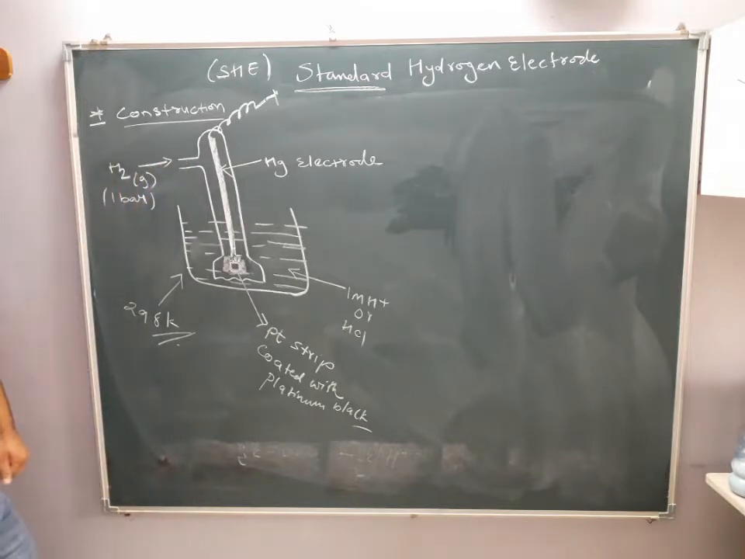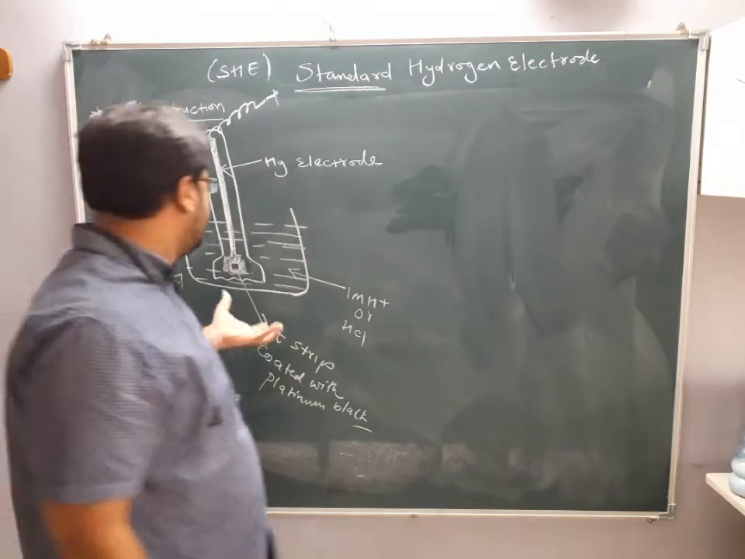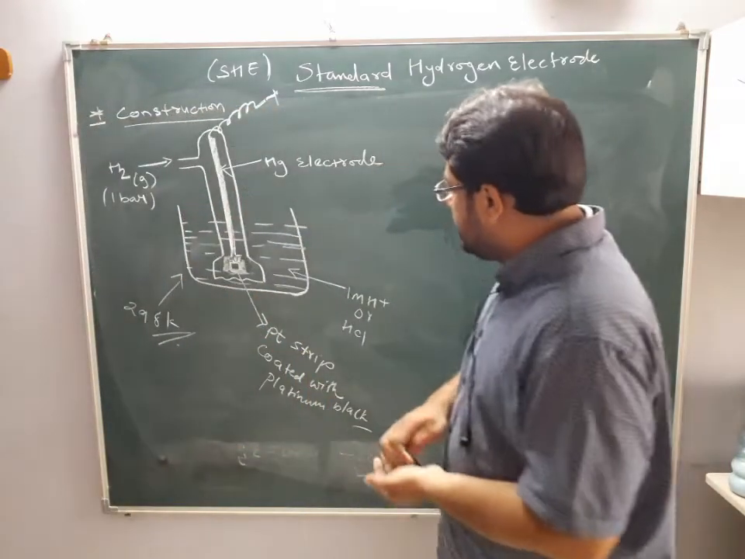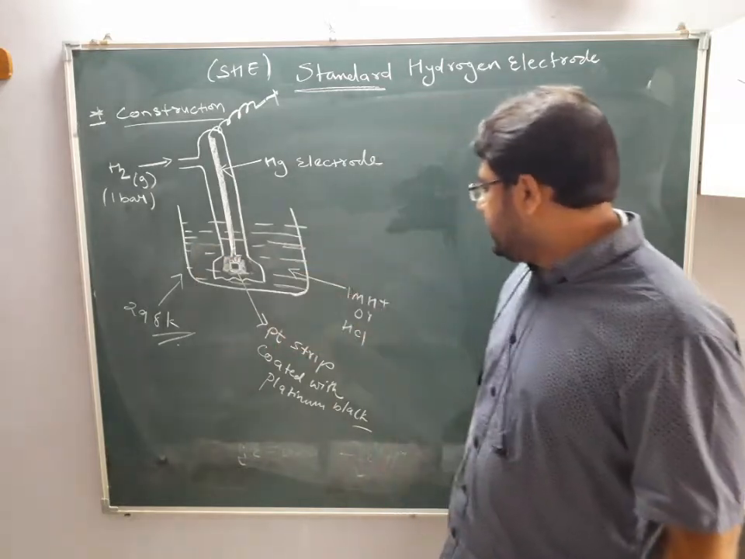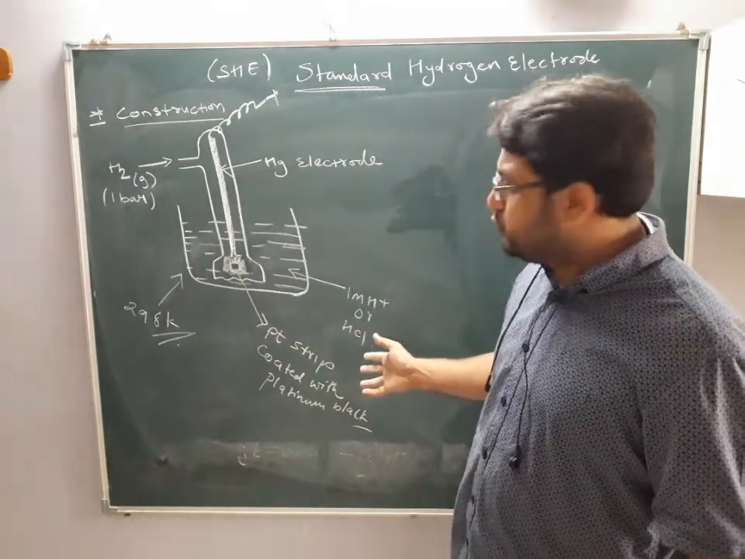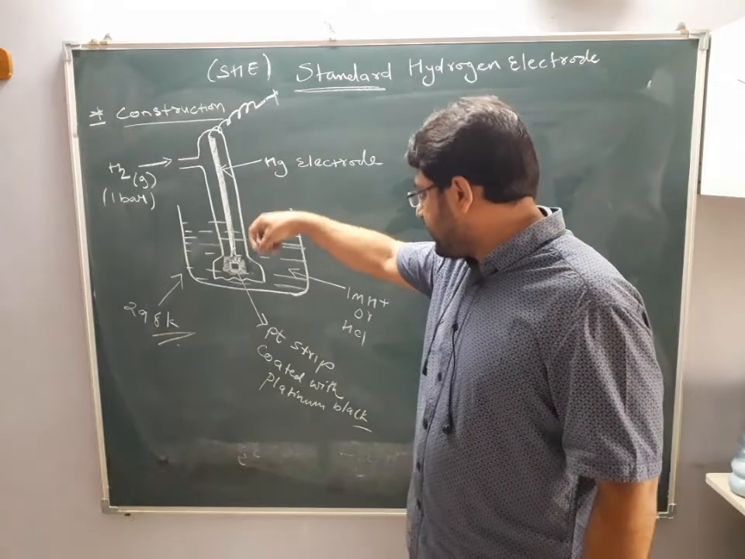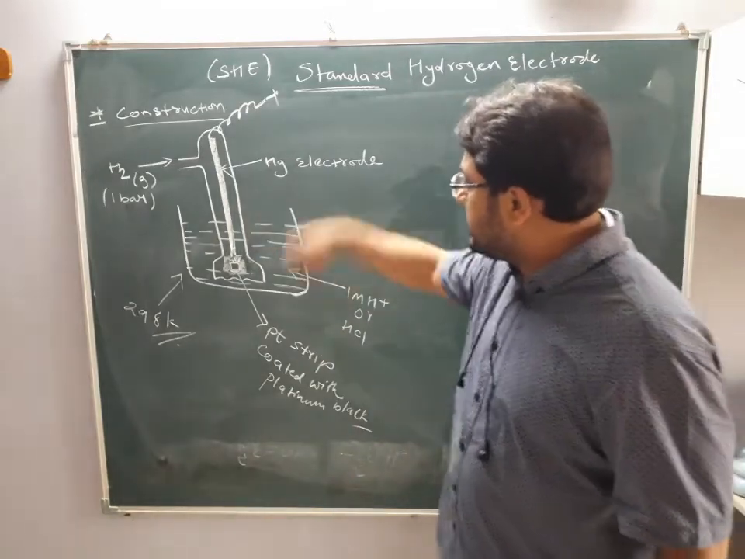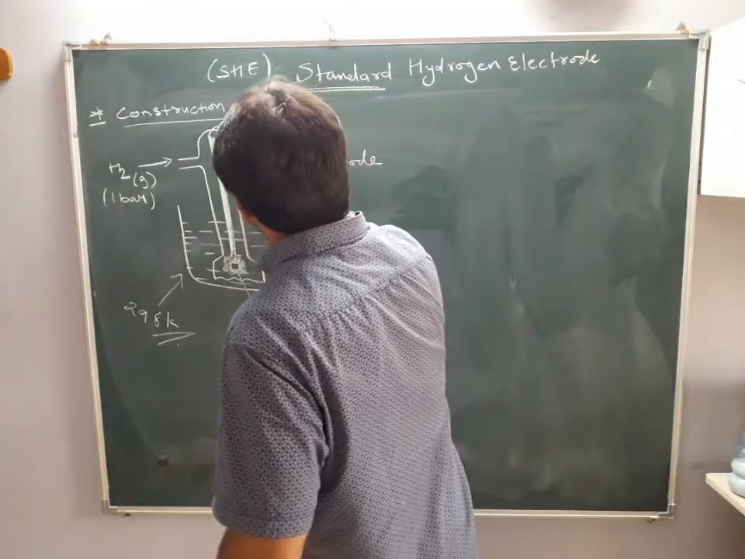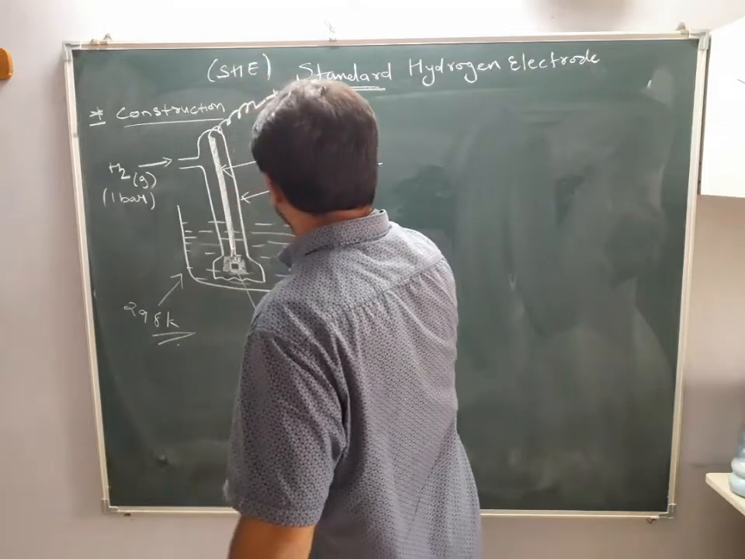Now, what will happen? Now you will see this. Okay. So you can understand the construction. We have taken the beaker. In this beaker we have filled what? 1 molar H plus solution in which the platinum strip, which is coated with platinum black, is dipped in a glass electrode. This is a glass apparatus, something like this, okay. So glass apparatus.